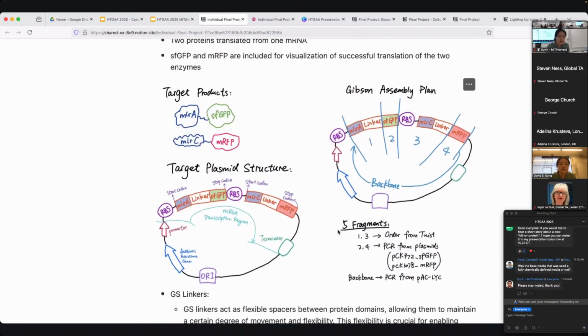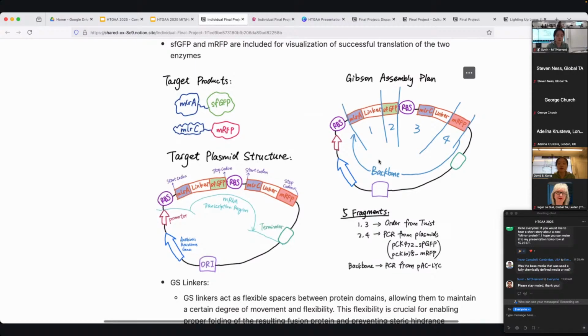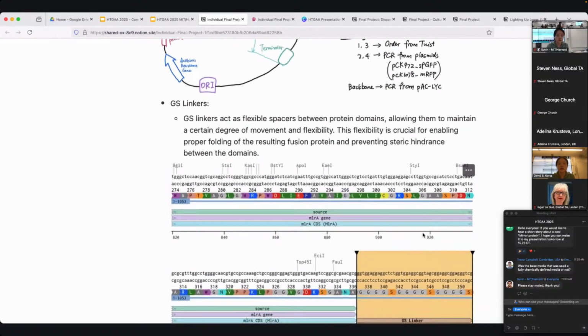So this is the DNA design. Because I want to produce two enzymes, I constructed it in a way that they come from the same mRNA transcription. So each enzyme is linked with a fluorescence molecule through a protein linker, and this will be a 5-fragment Gibson assembly with a backbone and also with the enzymes and the linkers. The enzymes are ordered from Twist, and then the fluorescence proteins will be PCR'd from the plasmids available in the lab.